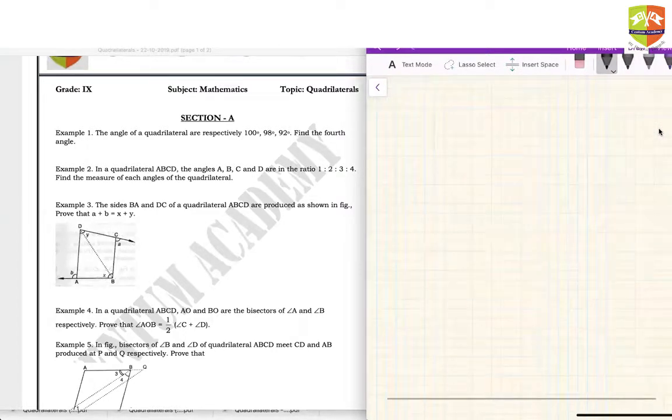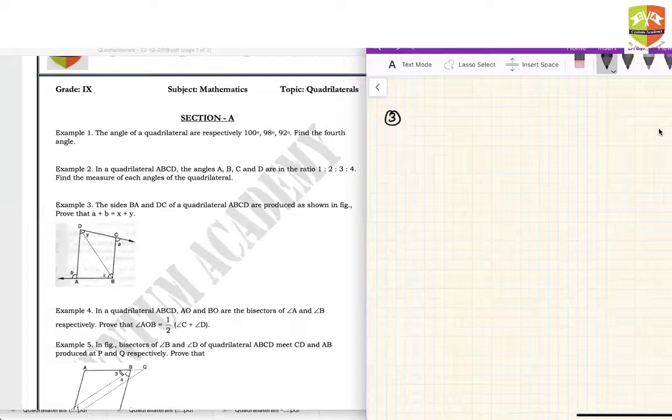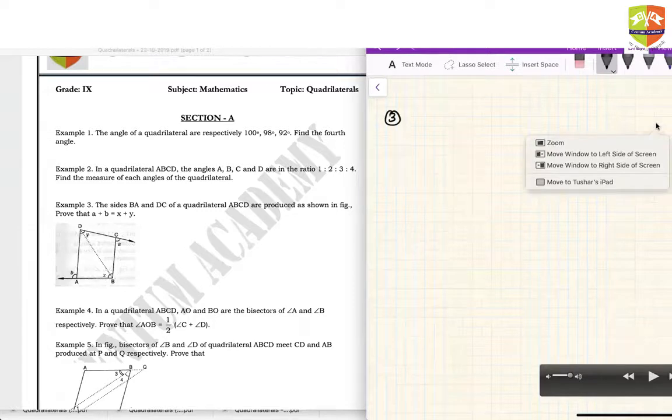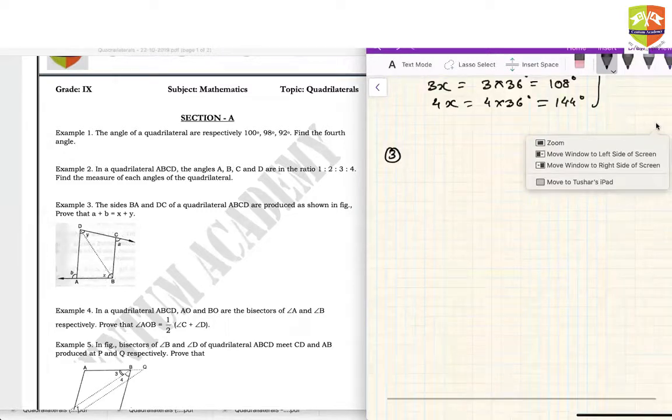Okay. Now, third one. Third one says, sides B and DC of a quadrilateral ABCD are produced as shown. Prove that A plus B is equal to X plus Y. But meanwhile, those who are solving question number 5, there is a correction in question number 5, and it says prove that.